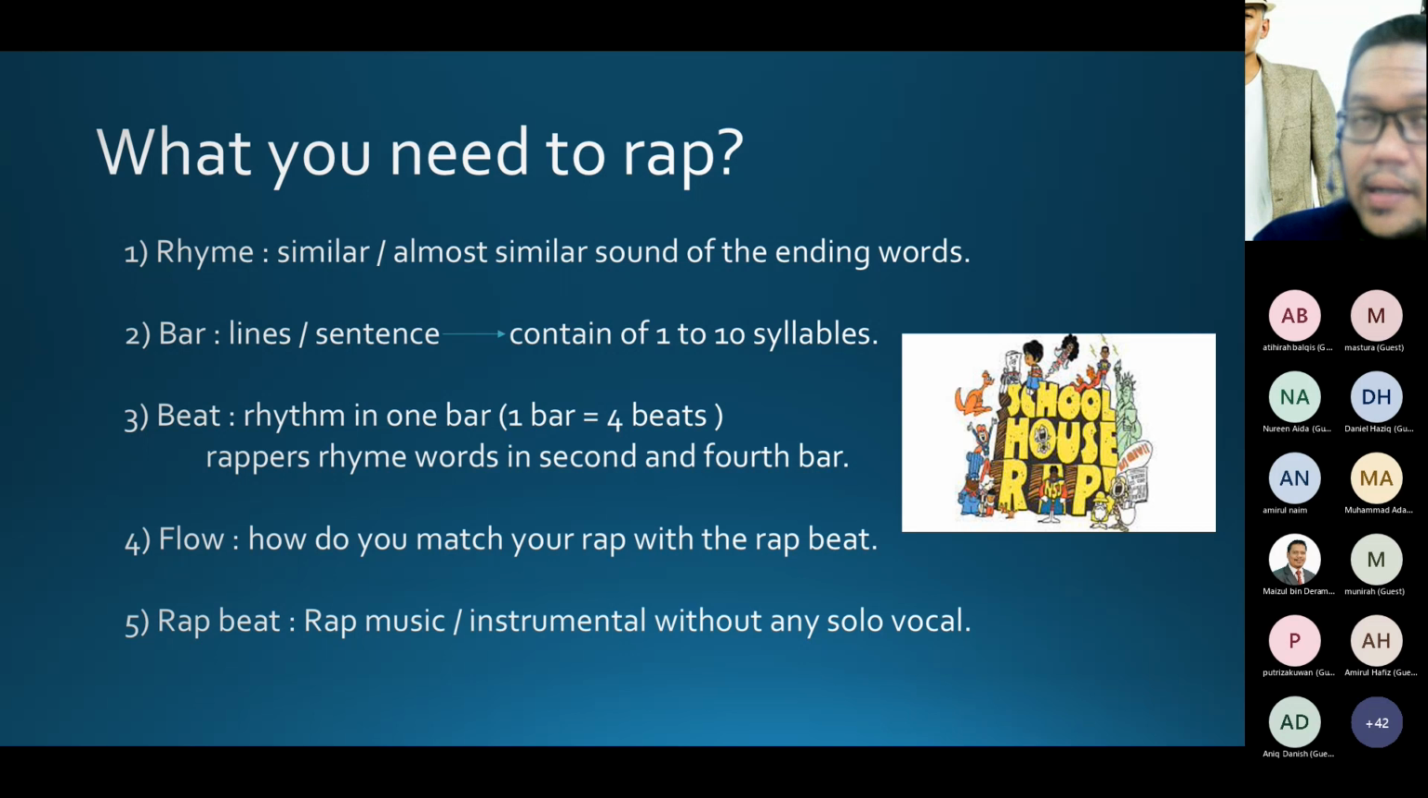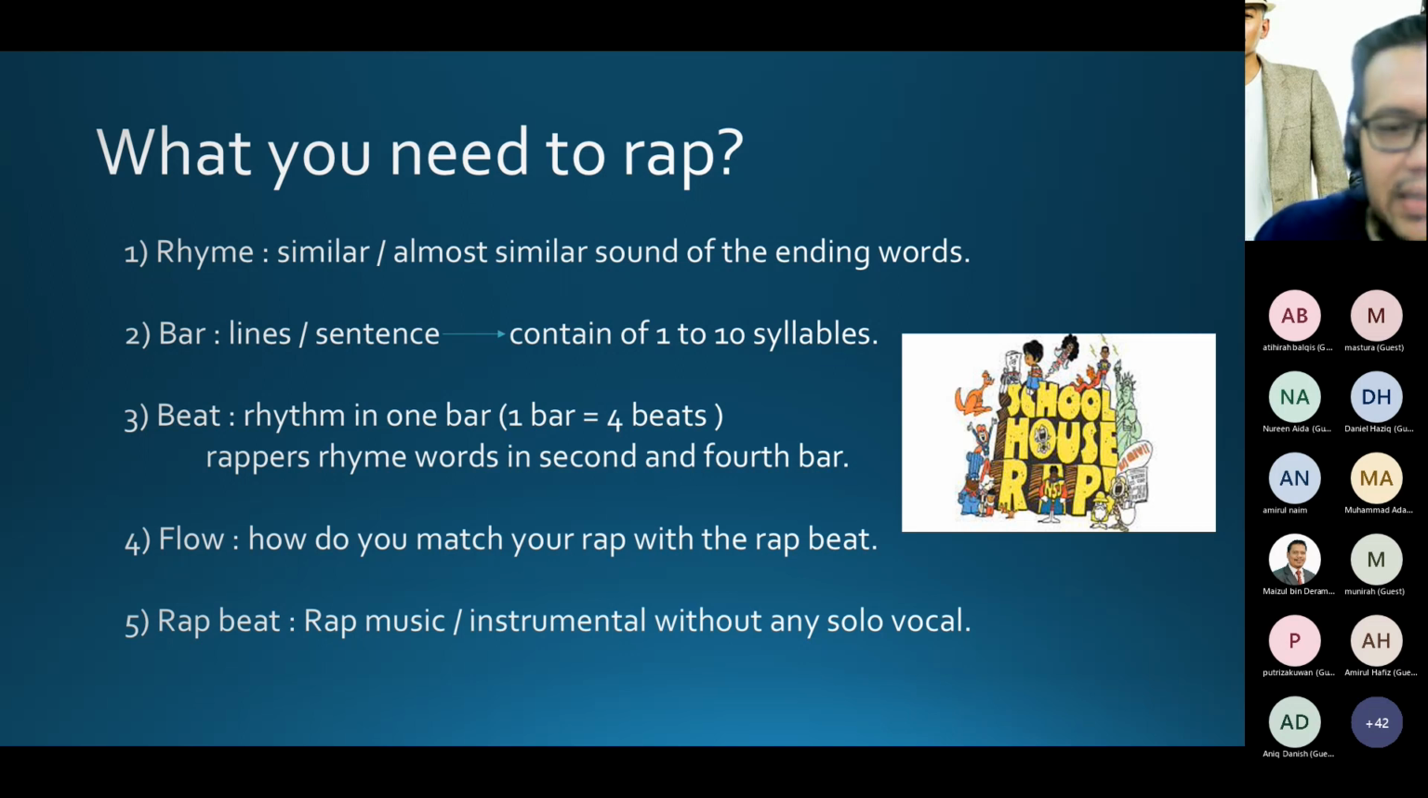Tapi tengok pada rap beat yang you pilih. Kalau slow mungkin tak sesuai because syllable yang kurang ni lebih sesuai dengan music ataupun rap beat yang laju. Okay. Hanya kalau rap beat yang laju nanti I can explain, dia lebih kurang 3 to 5 syllable only. Okay. And then you need to know the beat. Okay, like I said, the rhythm. Okay, the rhythm in one bar consists of 4 beat. Alright, nanti I tunjuk macam mana nak kira 4 beat tu.